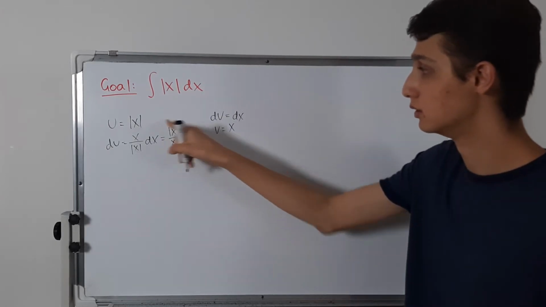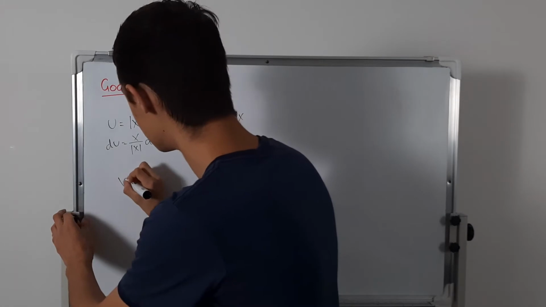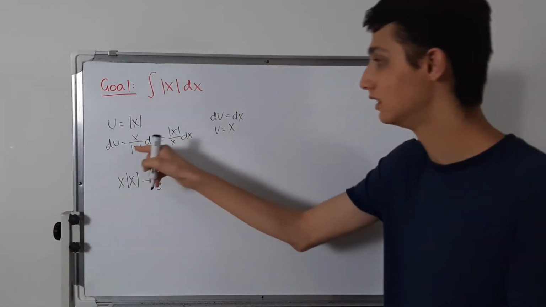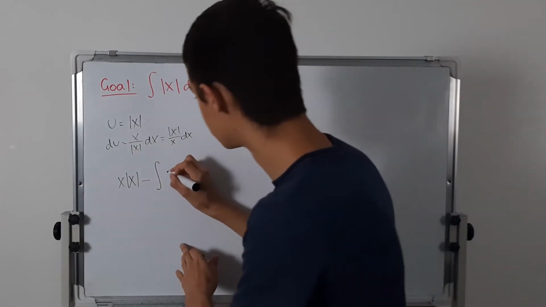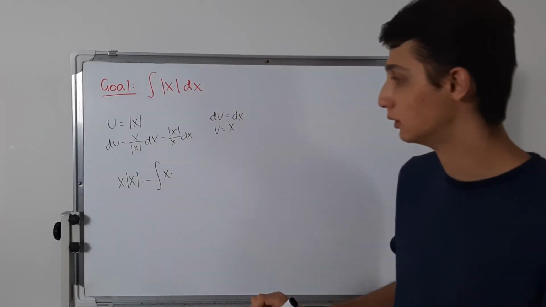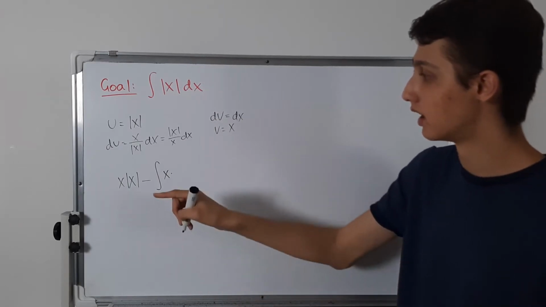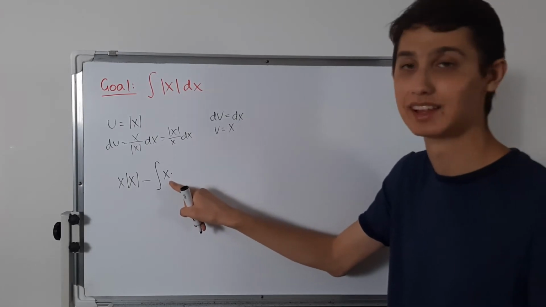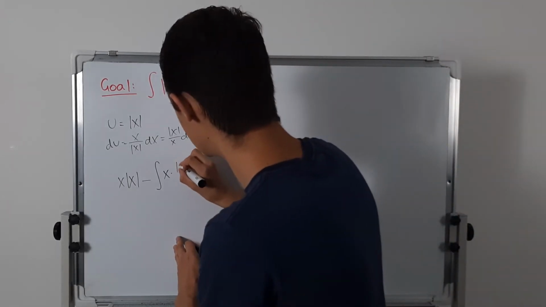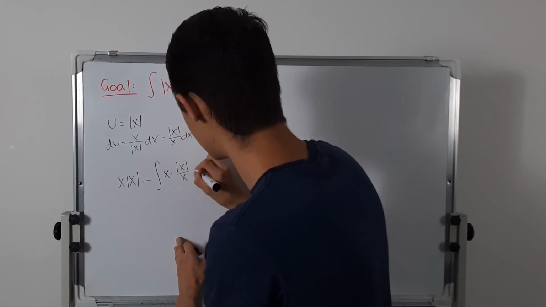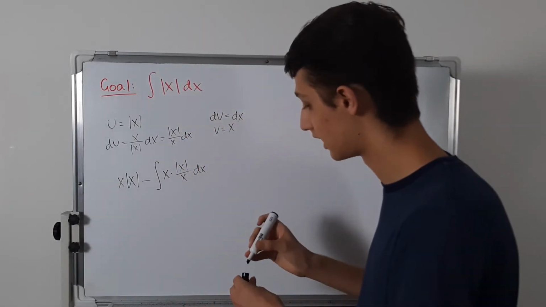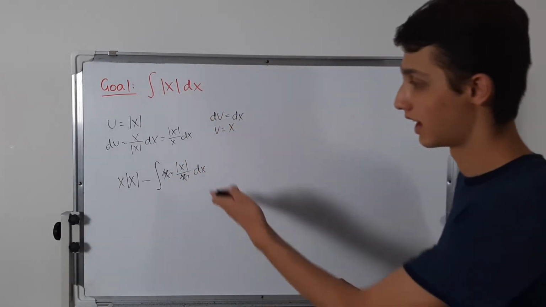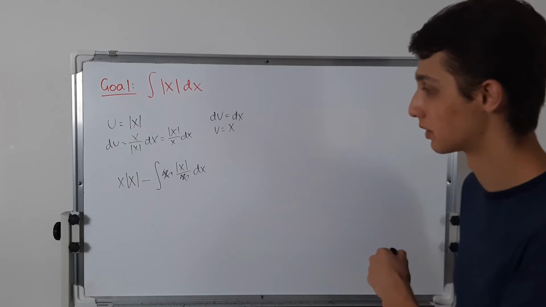So now let's just do the integration by parts. The first part is uv, so we have x times the absolute value of x minus the integral of v du. So we have x times our du. Which one would make sense? Well, I think this one makes the most sense because we have this x on the bottom that can cancel out with this x up here. So we have times the absolute value of x over x dx, and we cancel out this x with that x, and we just have the absolute value of x left over.